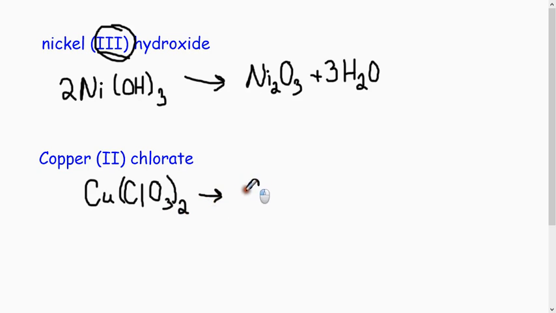Chlorates decompose into chlorides. So the copper ends up with the chlorine. And again, I need to use the same charge that I used on the left. So I need to use a +2 charge on the copper. Chlorine has a -1 charge. And my other product will be oxygen. 1 copper on the left, 1 on the right, 2 chlorines on the left and right, 6 oxygens on the left, so I need a coefficient of 3 to balance out the oxygens on the right.